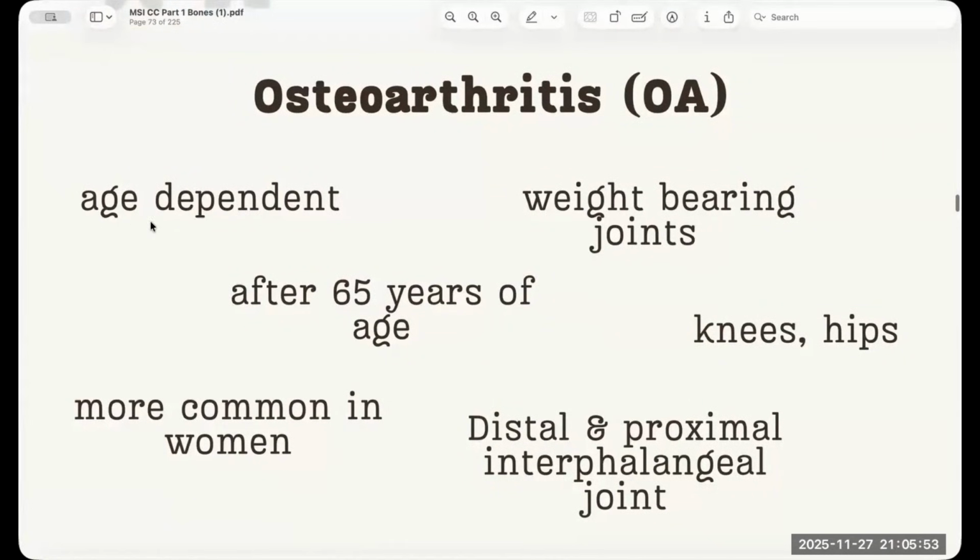Characteristics of osteoarthritis: first of all, it's age dependent, showing after 65 years of age. Osteoarthritis shows mainly in women. I think we could say that most of the joint diseases show more in women. It also happens mostly in the weight-bearing joints, meaning knees and hips, or the distal interphalangeal joints of the hands.